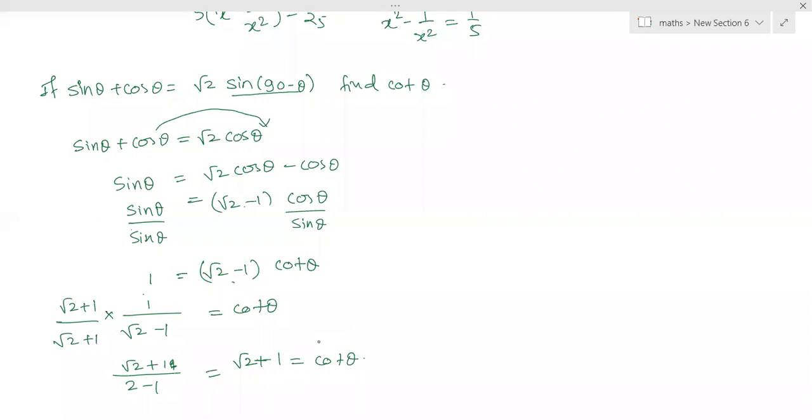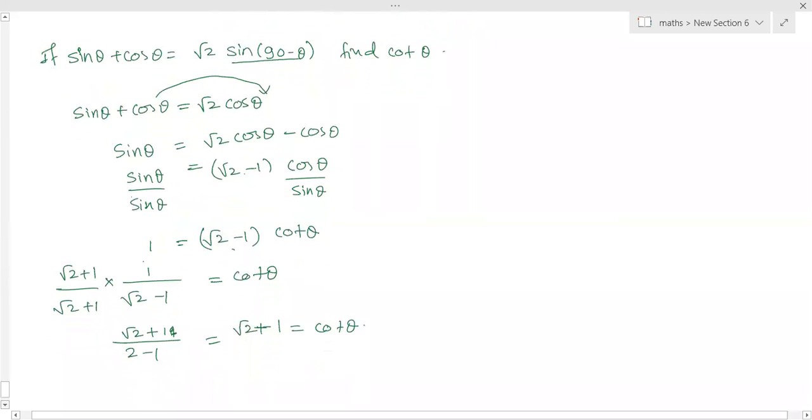Ma'am, I divided sine theta plus cos theta by cos theta. Okay. Then you will get tan theta. And then again I took the reciprocal to get cot theta. Yeah, okay. These are all 1 markers.